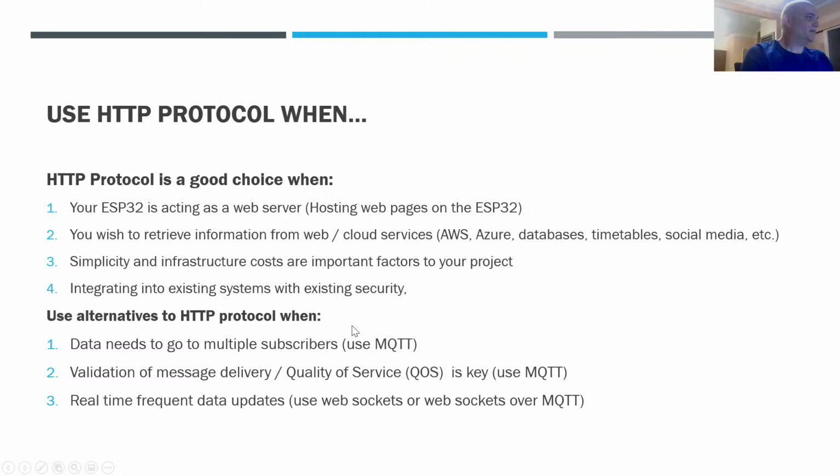So you should use alternatives to HTTP protocol when data needs to go to multiple subscribers. That's where MQTT really shines. If you've got one ESP32 that needs to all of a sudden communicate to hundreds of others, then MQTT is probably better for you. When validation of your message delivery or quality of service, QoS, is key, then use MQTT. Or if you need real-time frequent data updates, then you should use either WebSockets or WebSockets over MQTT. So this is essentially when you would not want to use HTTP protocol.